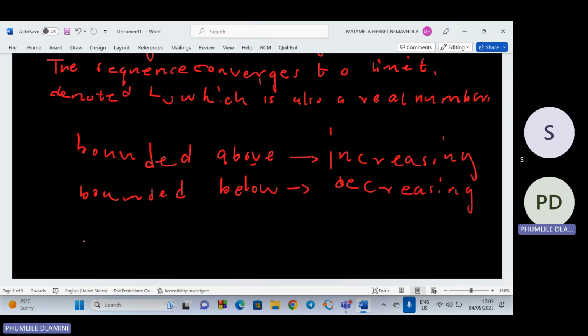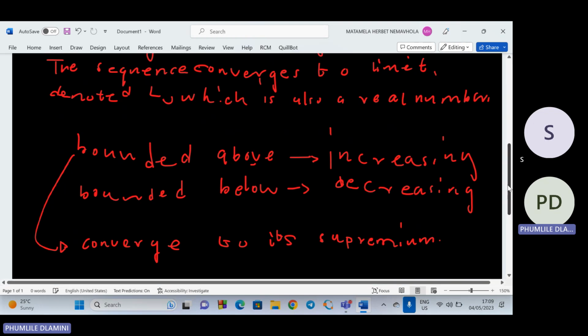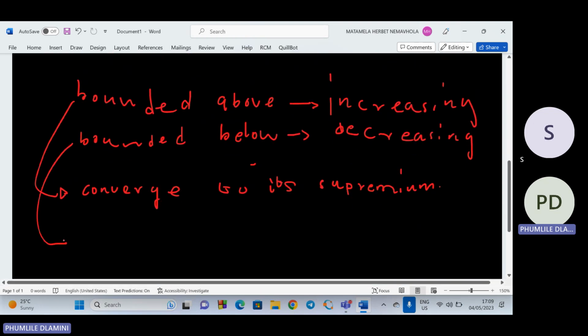If the sequence is bounded above, it is going to converge to its supremum. And if the sequence is bounded below, then according to this theorem, it is going to converge to its infimum.